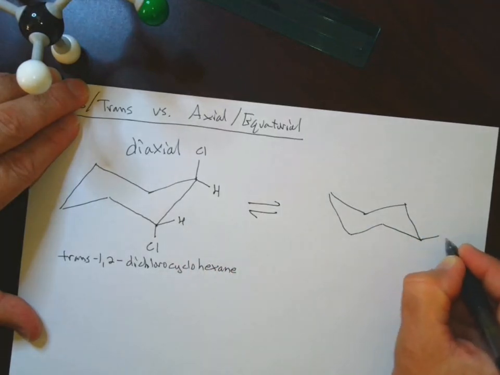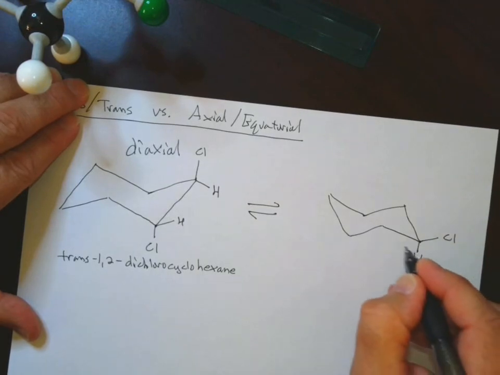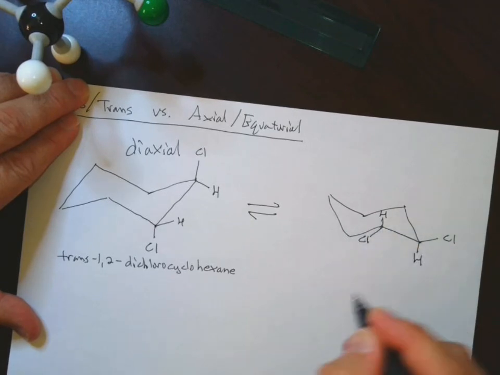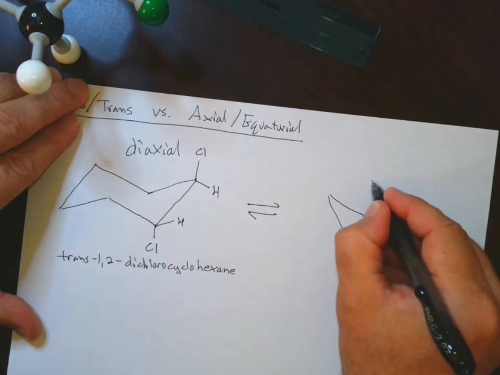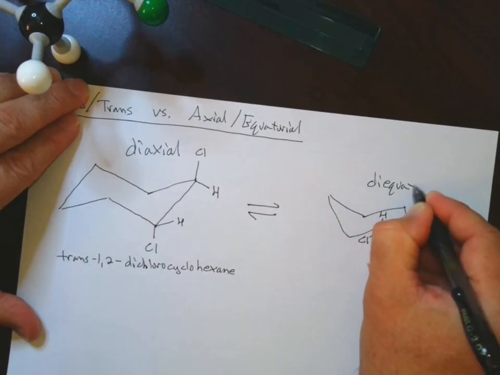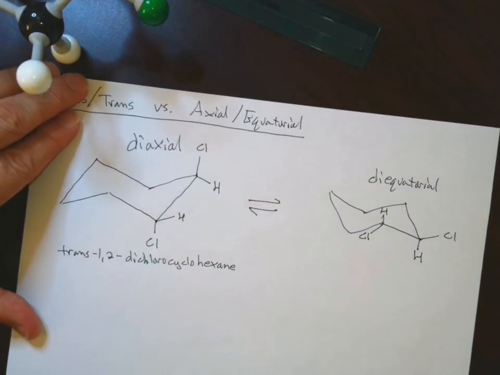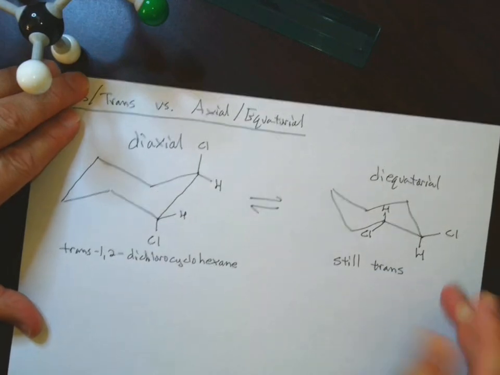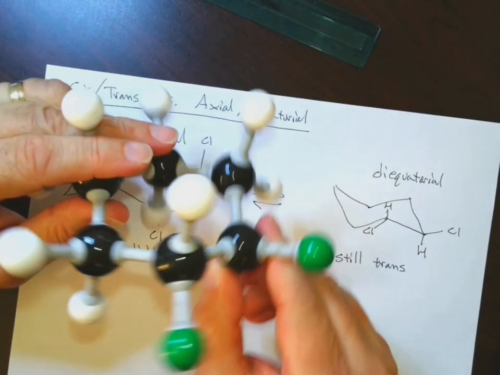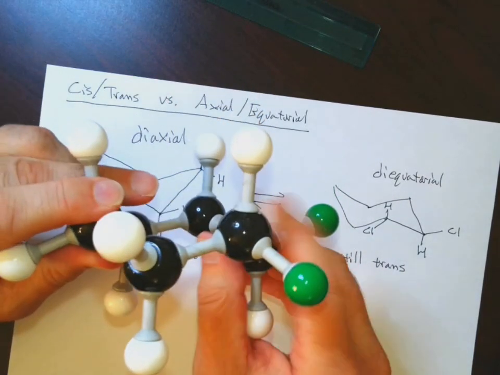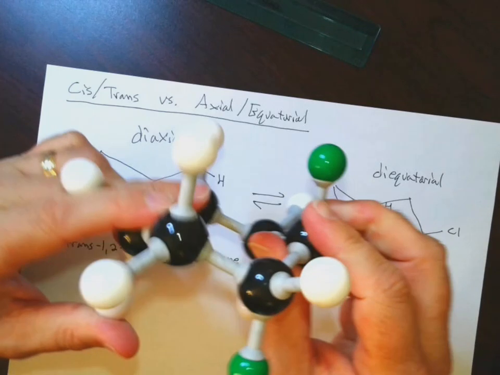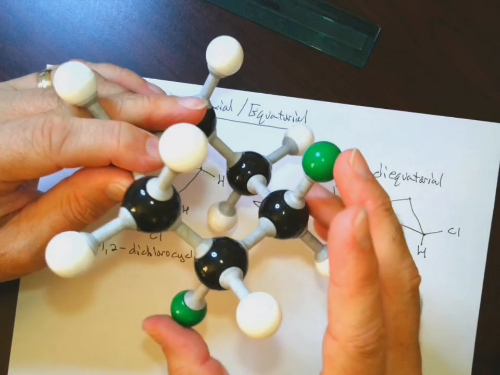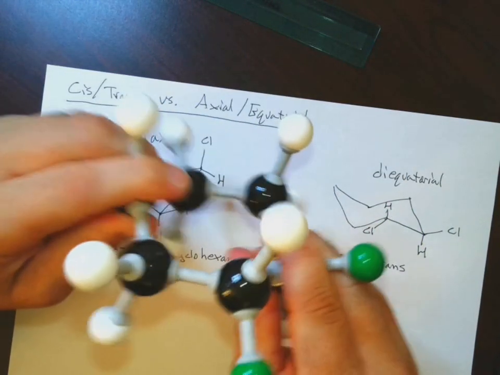So this is the diaxial. So again, this was carbon 1, so now I've got chlorine there, hydrogen pointing straight down. Here I've got hydrogen pointing up and chlorine pointing kind of down. So this is di-equatorial, but it is still trans. So my point is that cis and trans don't change whether you're diaxial or di-equatorial. Whatever positions you're in, cis and trans won't change. So these are trans, they're still trans.